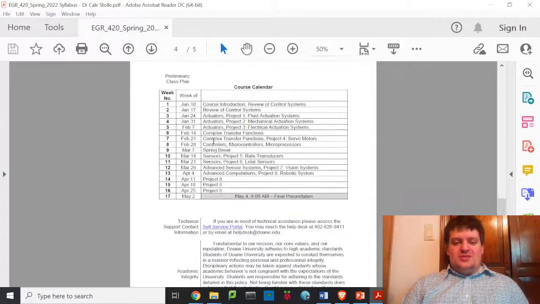As far as course scheduling goes, we're going to be discussing the 3 major pieces of advanced control systems for the entire course. We're going to start with actuators. I have my reasons for there. We're going to briefly cover controllers, microcontrollers, microprocessors, and then we're going to jump into sensors. And then we're going to be working on a project for basically the last month of class.